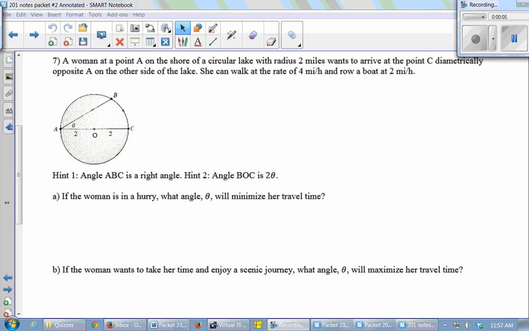A woman at a point A on the shore of a particular lake with a radius of 2 miles wants to arrive at the point C directly opposite A on the other side of the lake. She can walk at the rate of 4 miles per hour and row a boat at 2 miles per hour. And we want to know what angle theta she should row across the lake at.